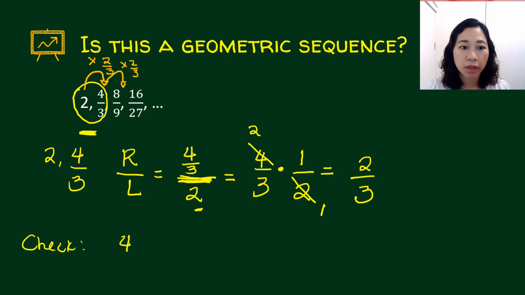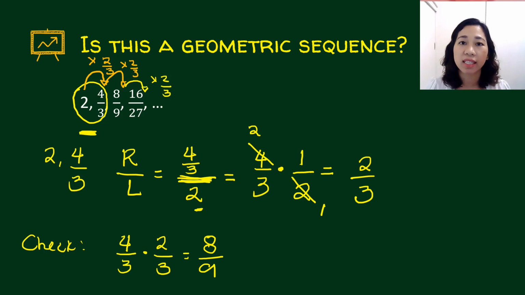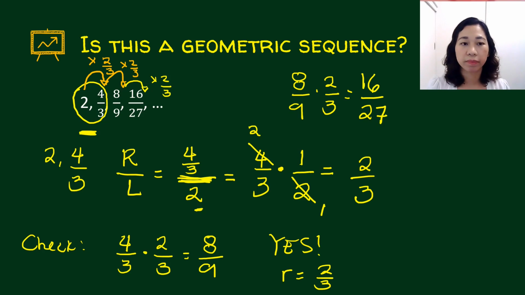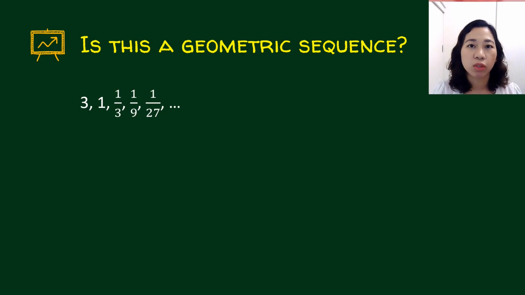So is 4/3 times 2/3 equal to 8/9? Yes, that's correct. And then again, from 8/9, if I multiply by 2/3, do I get 16/27? So we have 8 over 9 times 2/3. 8 times 2 is 16. 9 times 3 is 27. So that means that yes, this is a geometric sequence with common ratio equal to 2/3.